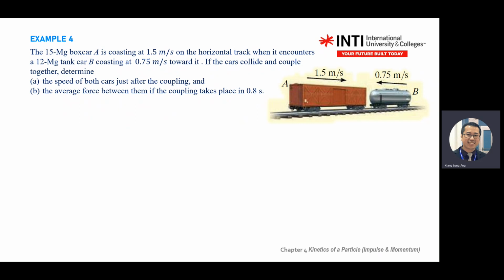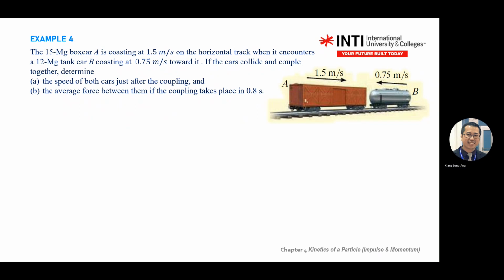My normal approach, I look at the diagram. Normally I will choose the biggest velocity value as my positive direction, because I don't want to get a negative value in my calculation. For example, in this case, A is moving at 1.5 and B at 0.75, so I will follow A's direction. So pointing right is positive. Then in your calculation later, the velocity for A will be positive, and the velocity for B will be negative 0.75 because it moves opposite to A.